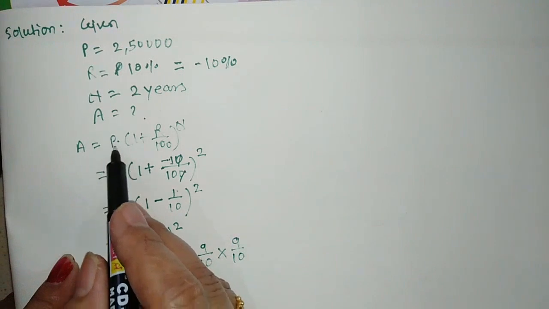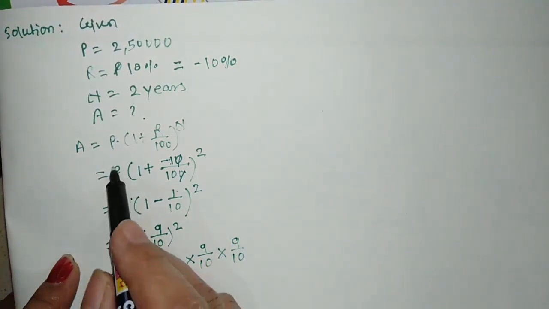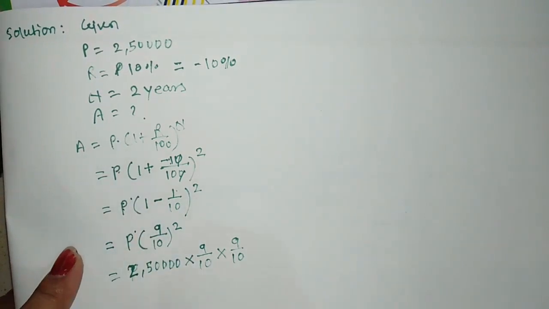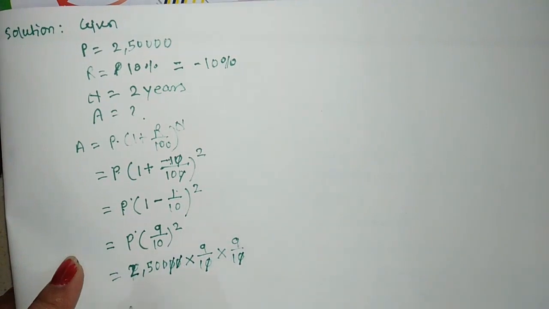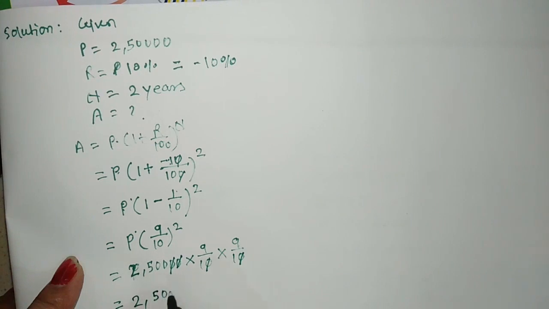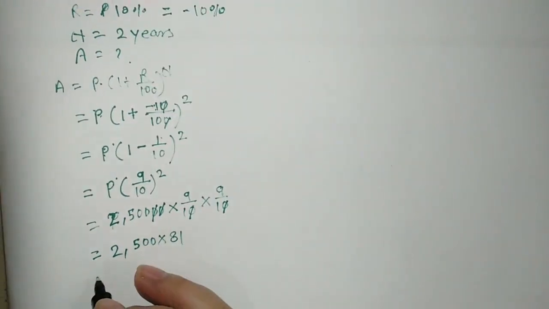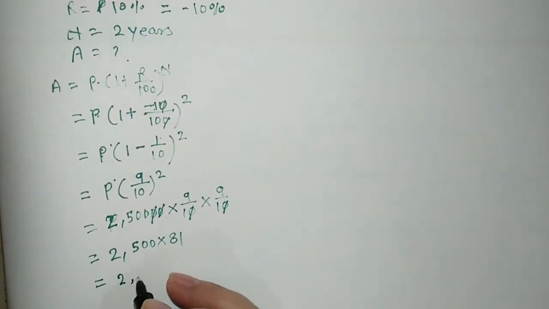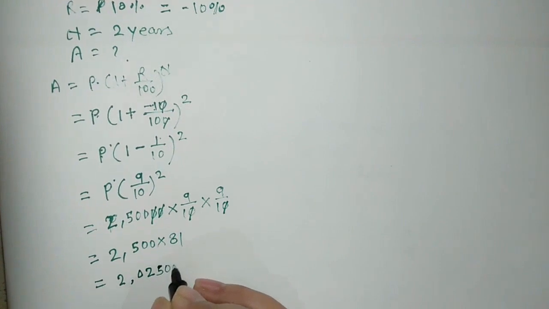Please all the students take here 2,50,000 instead of P. So these two zeros cancel. 2,500 multiply by 9 nines are 81. So it is 2,02,500.